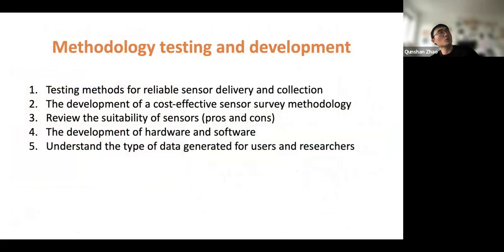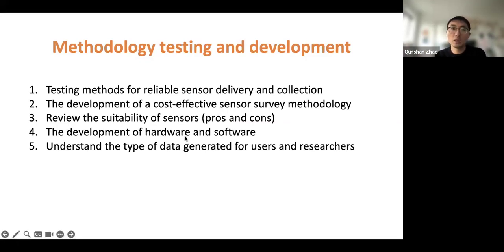But this is not only about the measurement, but also about how we do it in terms of the entire methodology testing. What's the best way to send the sensors out and get them back, the posting methodology? Can we actually design a cost-effective sensor survey methodology? And what sensor will we use? How do we design the hardware or software if we design our own sensor, or will we just buy some social enterprise sensors or more commercial sensors, and how will the data be generated and used?